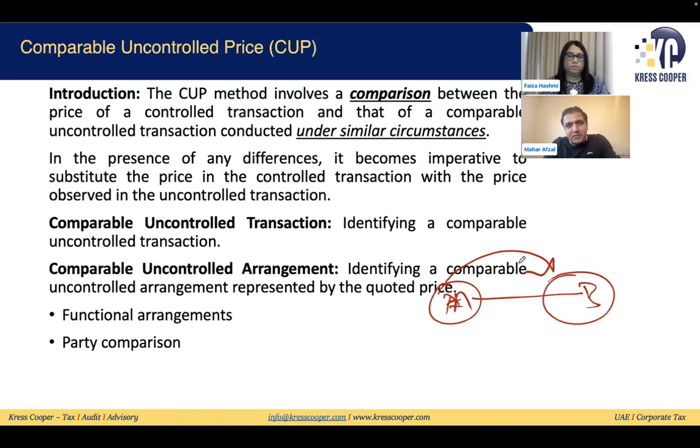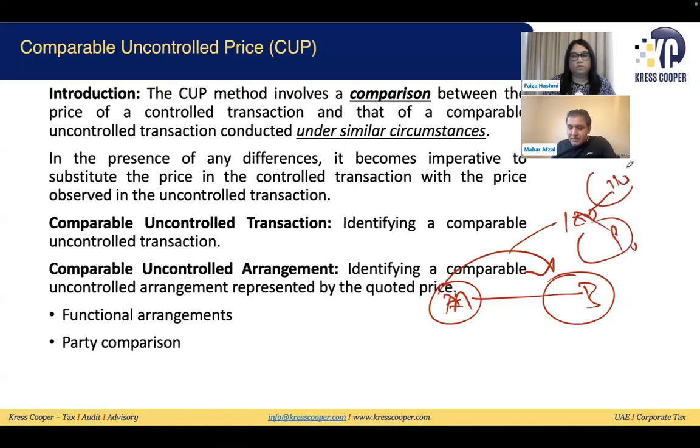This price can be a controlled price. Might be A is managing the price. Assuming the value of the goods in the market is 100, A is selling at 110 or 90. It means A is not selling the goods to B at the market price, which means this is a controlled transaction.